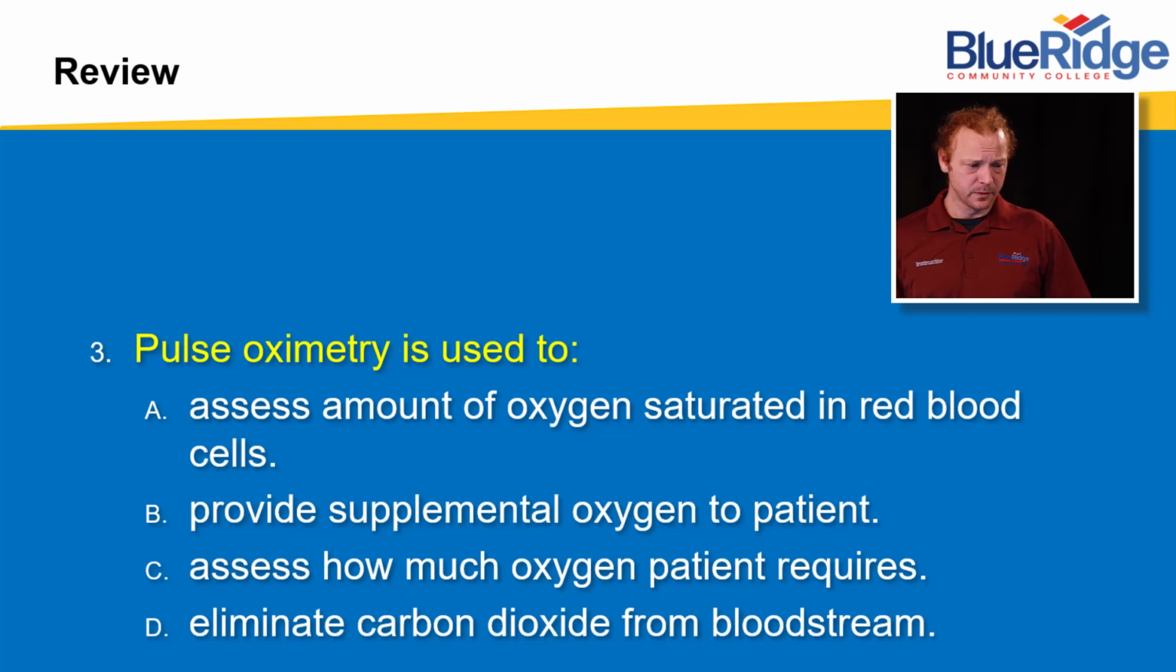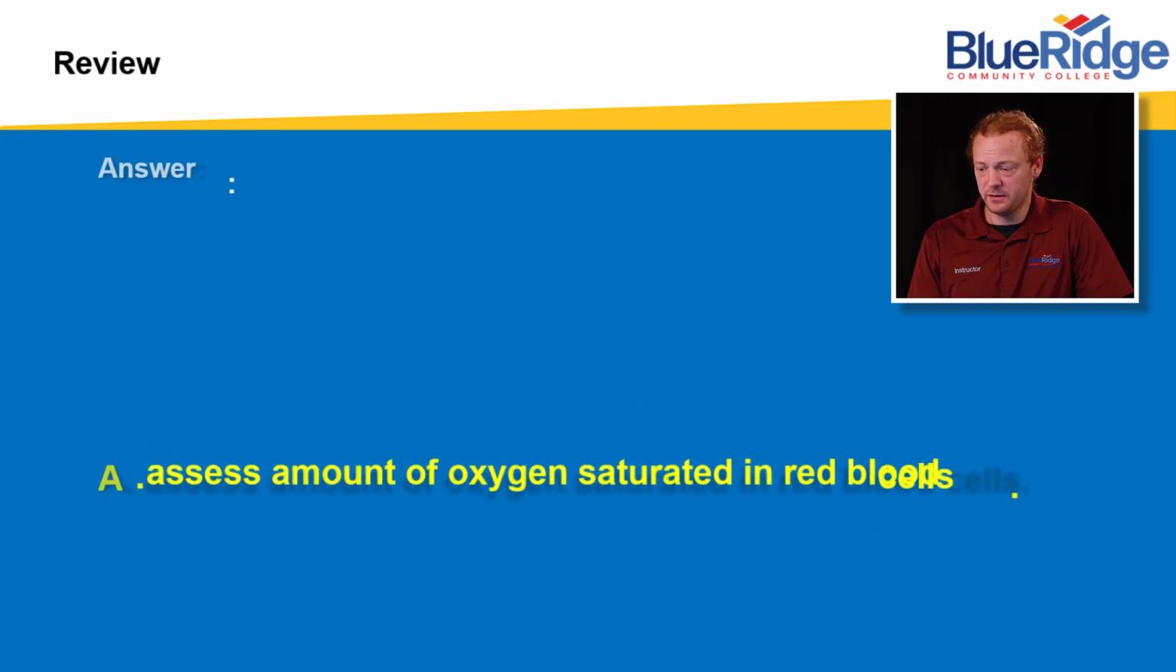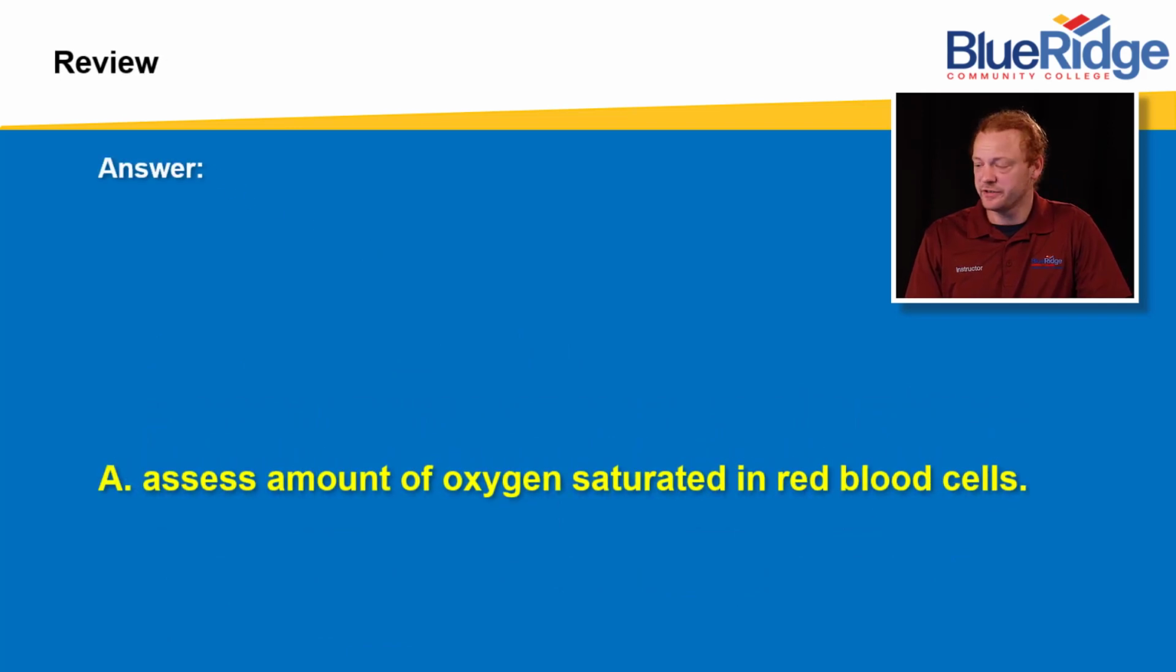Question number 3. The pulse oximeter is used to, A, assess the amount of oxygen saturation in the red blood cells, B, provide supplemental oxygen to the patient, C, assess how much oxygen the patient requires, or D, eliminate carbon dioxide from the bloodstream? And of course, the answer on that one is going to be A. It assesses the amount of oxygen saturation in the blood cells.